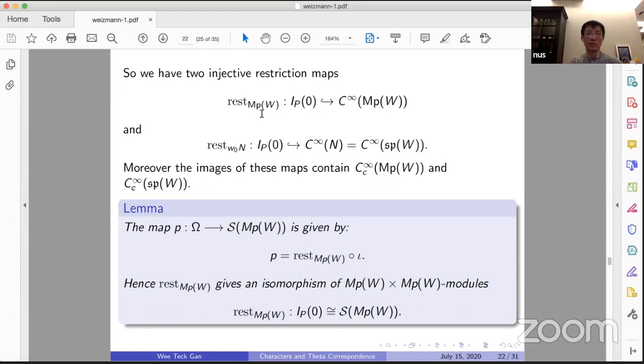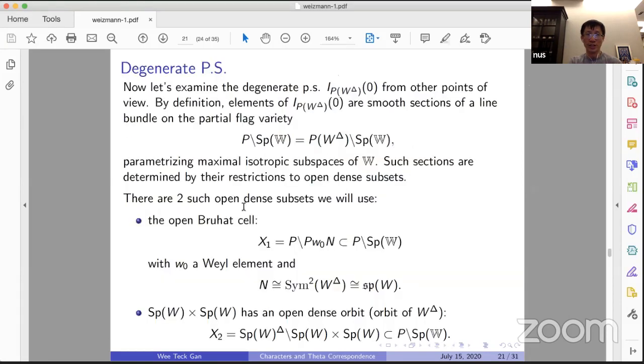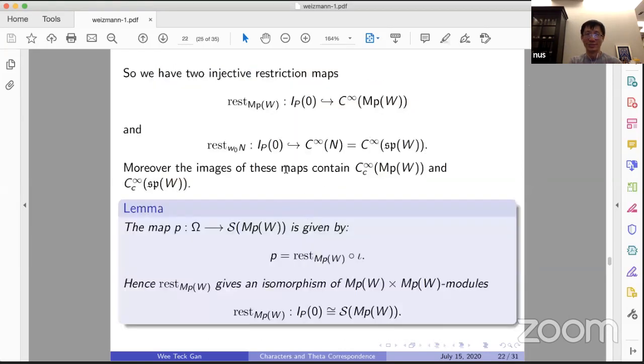On the other hand, I can restrict to the other open set, which is, as I said, just a copy of SPW. Over here I just work algebraically, but here I remember I'm on the metaplectic group. I can restrict to that, and I get smooth functions. In fact, this first restriction is just the map P. P is just iota composed with this restriction.